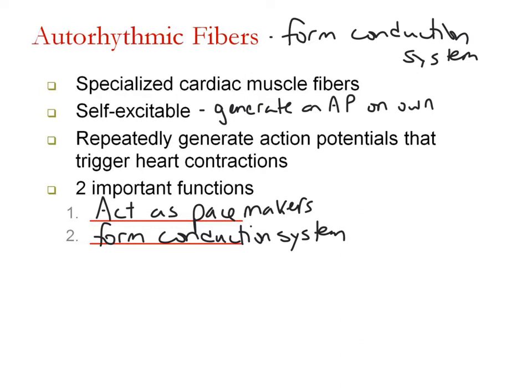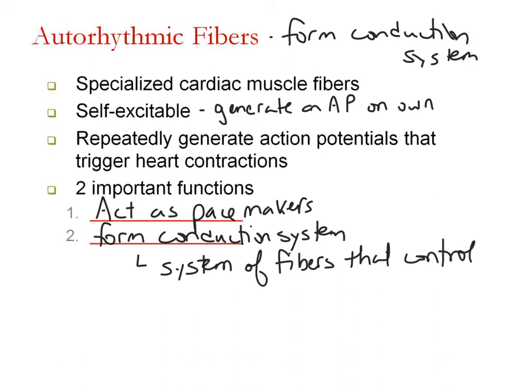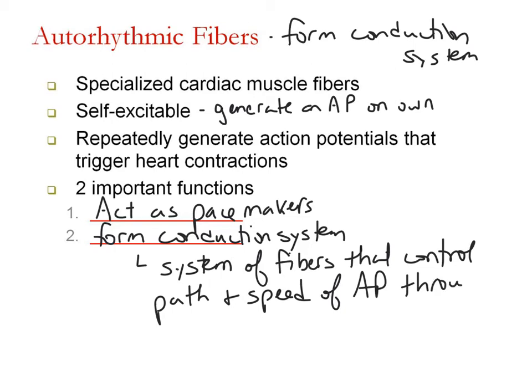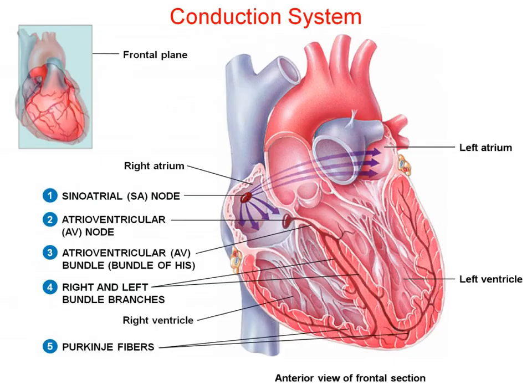Okay. So the conduction system is a system of autorhythmic fibers that control the path of action potential through the heart. These are a system of these special fibers that control the path and, sometimes, the speed of the action potential as it moves through the heart. Okay? All right. So let's take a look at this conduction in a second here.